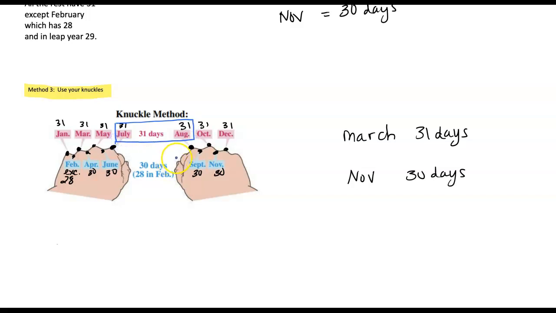Something to notice is that July and August are the only back-to-back 31-day months. Everything else alternates. High, low, high, low. So January 31 days, February lower. March 31 days, April lower. May 31 days, June lower. So that's another method that I tend to use. You can pick the one that you like best.